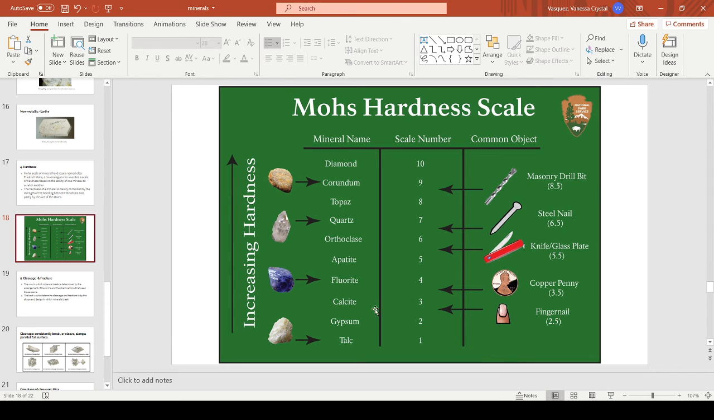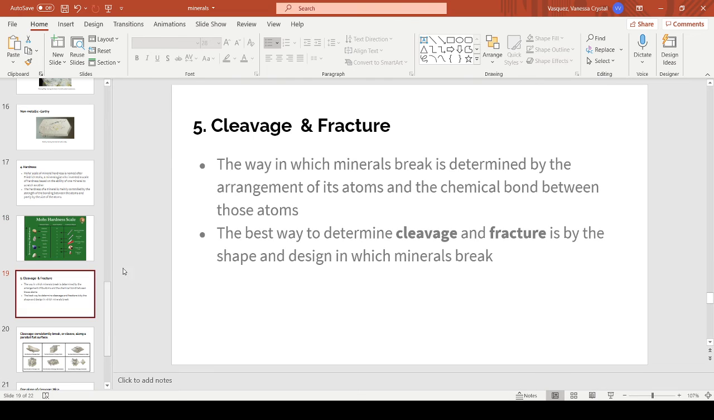So that is a way to look at the Mohs hardness scale, and if you're taking a geology lab class, you will be using a kit that you can practice with testing the hardness of minerals. Next is cleavage and fracture.